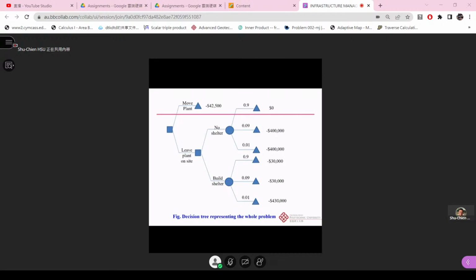Now I think you have a clearer idea of how we can really build this kind of decision tree, right? We base it on decision nodes, and we also consider the outcome nodes and the probabilities, so that we can foresee all these kinds of situations. So far so good. Any questions until now?